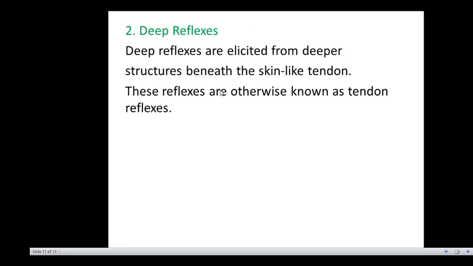These are all the examples for the superficial reflexes. Number two, deep reflexes. Deep reflexes are elicited from deeper structures, that is beneath the skin, for example tendon. These reflexes are otherwise known as tendon reflexes. So please note it down: tendon reflexes are nothing but the deep reflexes.